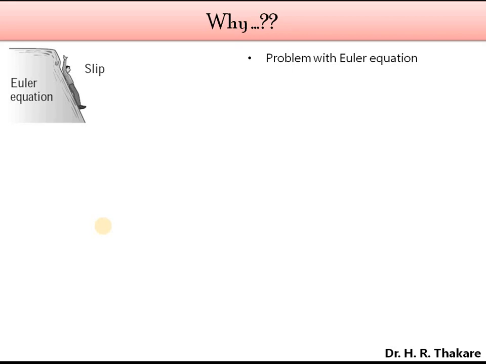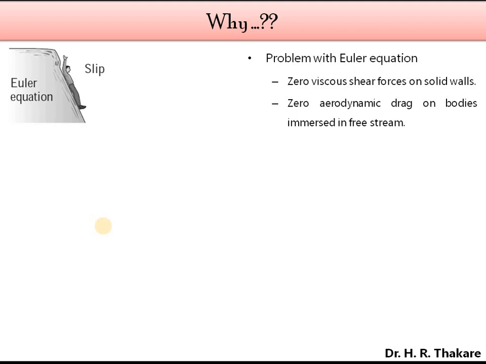Euler's equation neglects viscous terms. Because of that, Euler's equation predicts simply the slip. Slip means the fluid layer which is coming in contact with the solid surface will not stick to the solid surface because of absence of viscosity. Just like in this case, the man is able to slide down the hill simply because there is no friction and no viscosity between the man and the hill. So Euler's equation predicts zero shear force and zero viscous shear force on the solid wall. It predicts zero aerodynamic drag on the bodies which are immersed in the free stream.